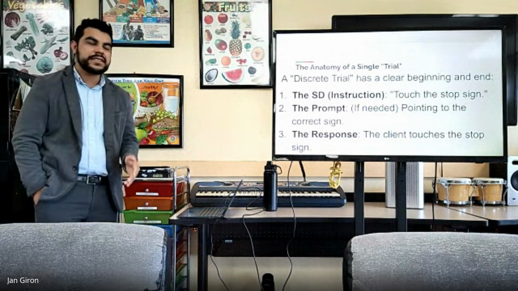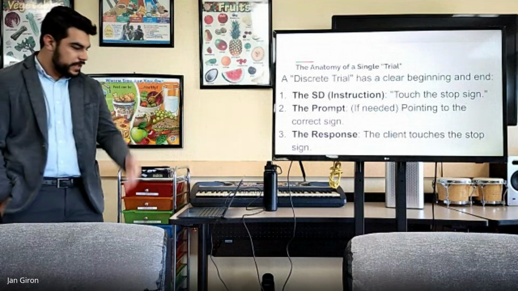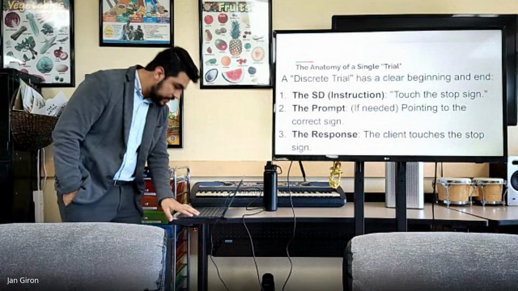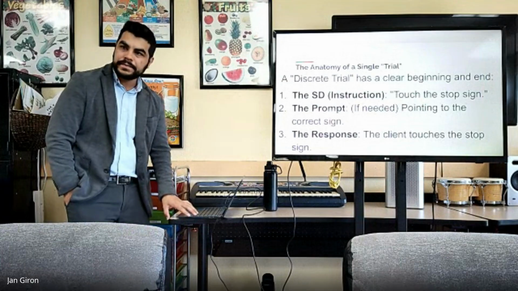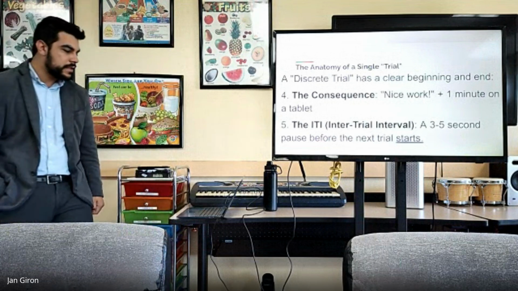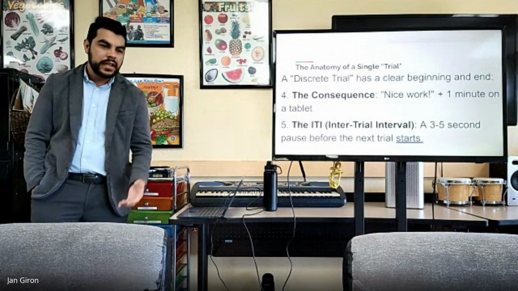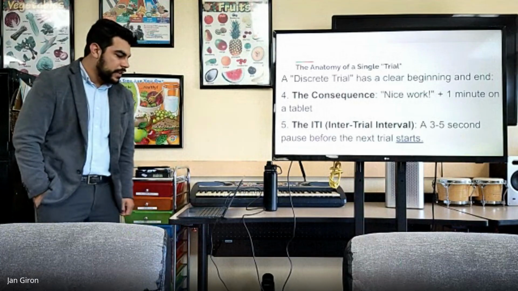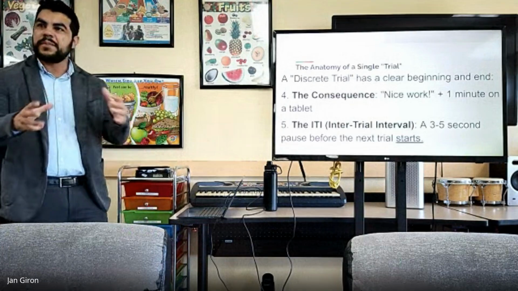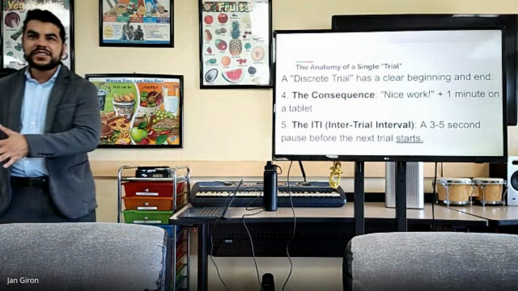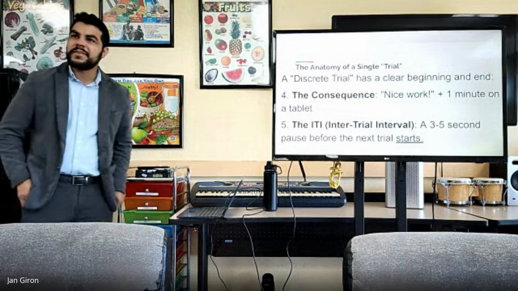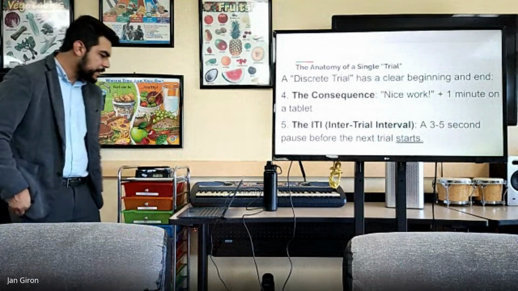So the instruction, and let's say the client is still learning it, so we provide the prompt, just a simple gesture to point at it, and then the response is the client touching the stop sign. And then we look at the consequence. This is typically the reinforcement that is delivered. We say, hey, nice work. And they get a minute on the iPad. If we're still on that pairing process where we're trying to fade the tangible and edible reinforcement for the social praise. And to harken back to what we talked about yesterday with pairing.